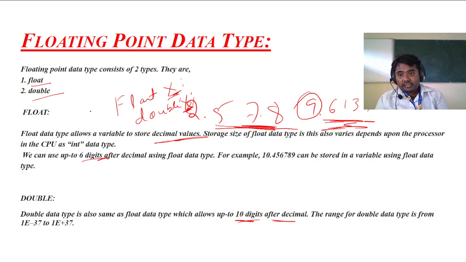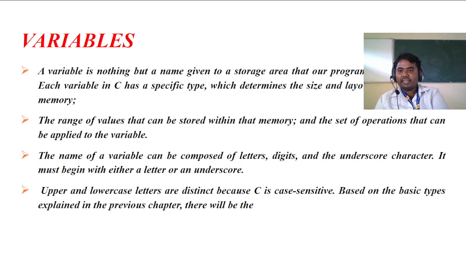And there is a size variation also. Float will allocate 4 bytes of memory, and double will allocate 8 bytes of memory. That is the floating point data type.